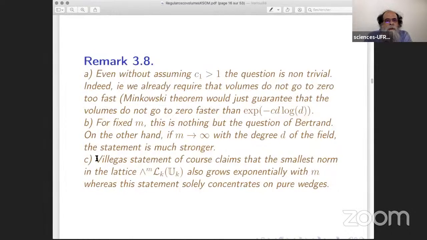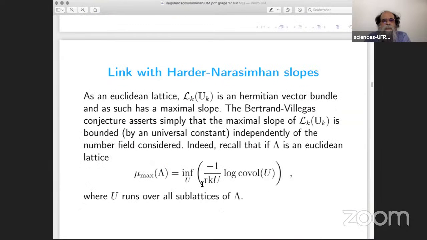Okay, and so there's another thing, which is that Villegas doesn't require sticking to pure wedges, but allows any element in the lattice given by the mth exterior product of the unit group. So we'll concentrate on pure wedges and discuss first how to frame it in Arakelov geometry. This is where we talk of slopes, introduced by Professor M.S. Narasimhan and Professor Arakelov in a geometry context.